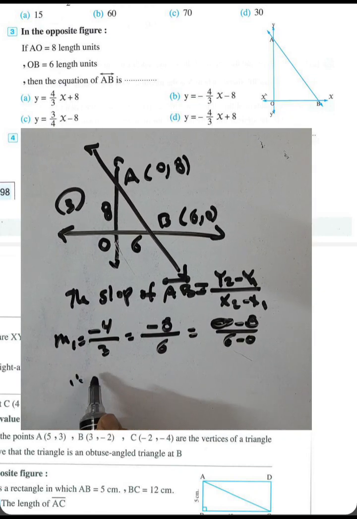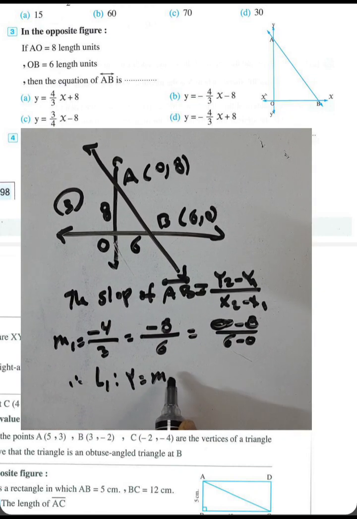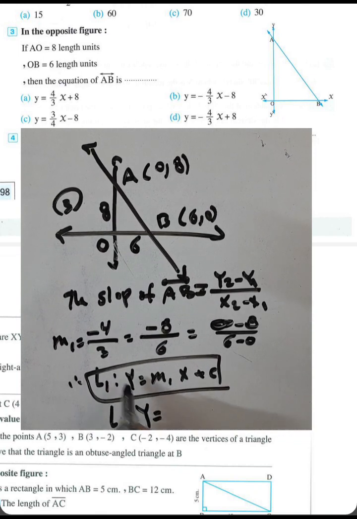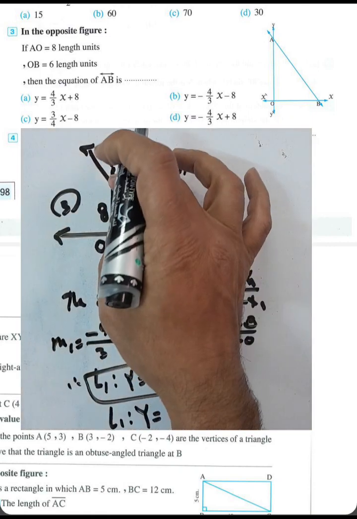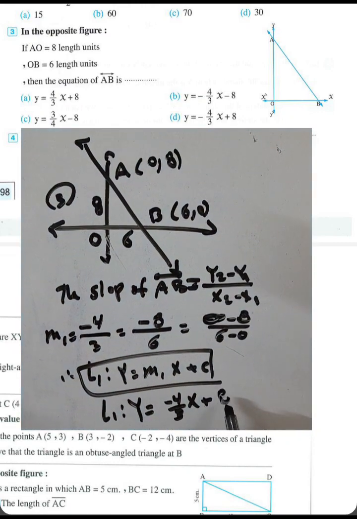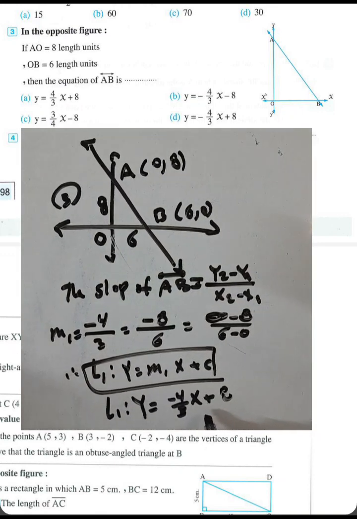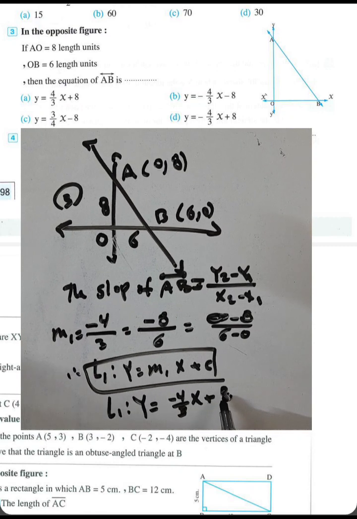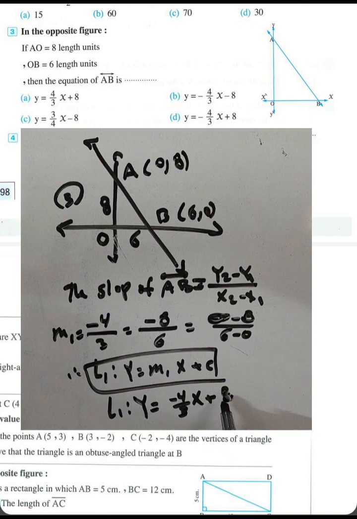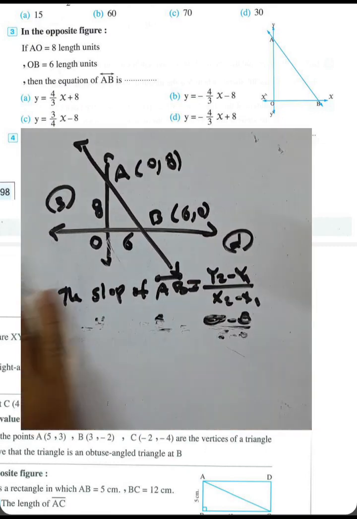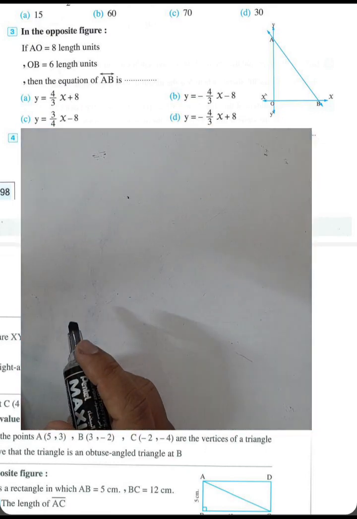And then you can write L such that y equals m times x plus a constant, and then you can write the equation y equals the slope, negative 4 over 3 x, plus the constant, the y-intercept, which was 8. The equation will be y equals negative 4 over 3 x plus 8. Which relation is it? Letter D for question number 3. Okay, choose letter D. Now we will solve the next question, number 4.